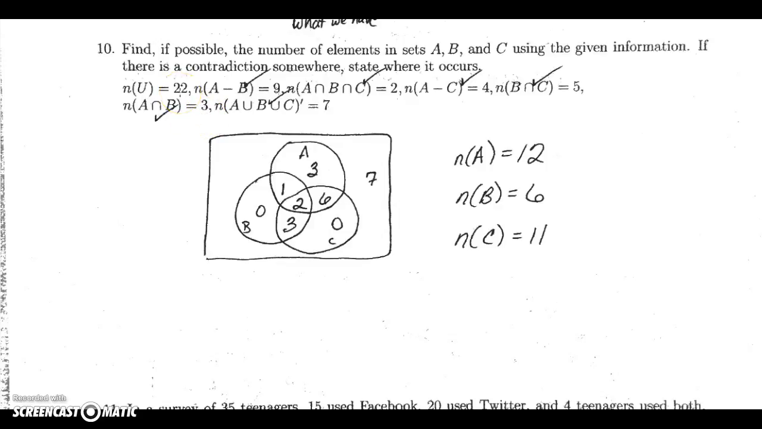And then we know that the total is 22, so we add up everything we have so far, and I think that gives us a 0 here and a 0 here. Then we count the number in A. This is any element that's in any part of set A, so that would be the 3 plus 6 plus 2 plus 1 to give us 12. Same thing for the B and C.